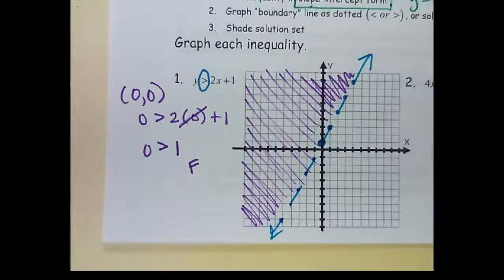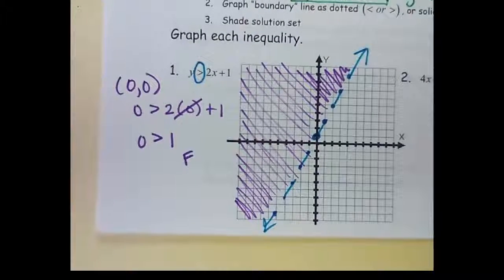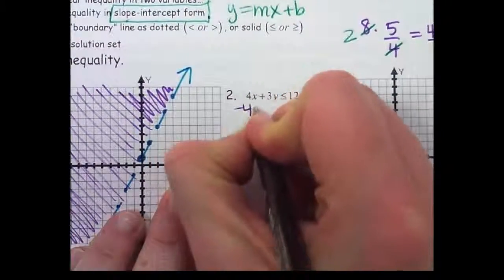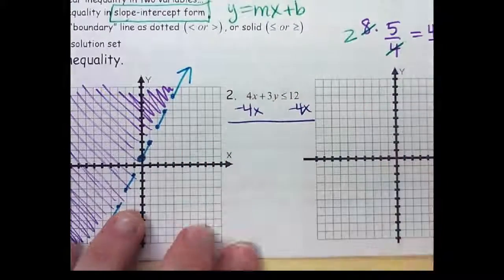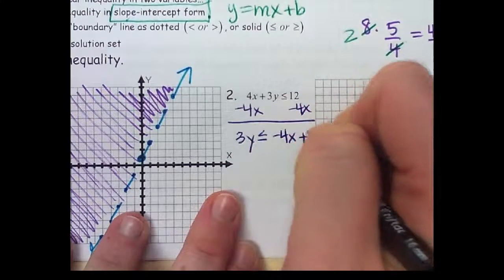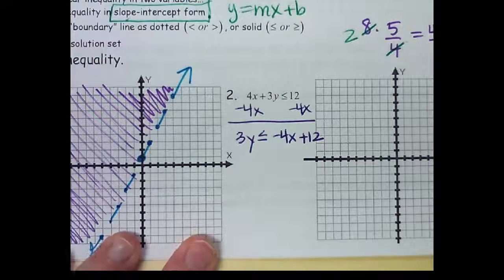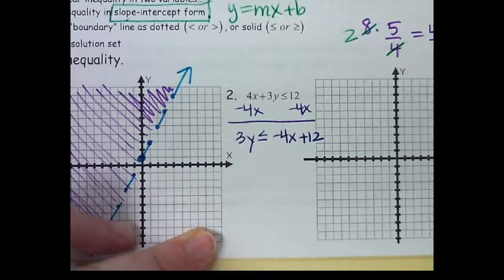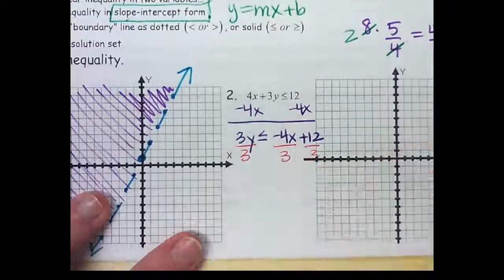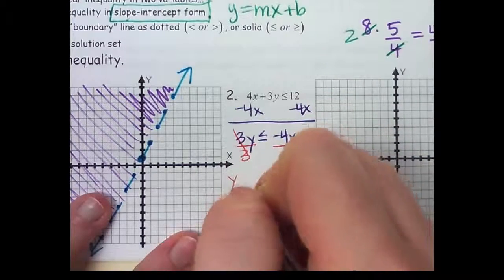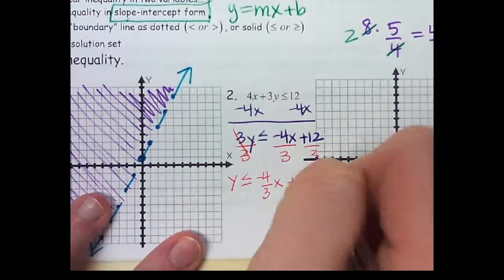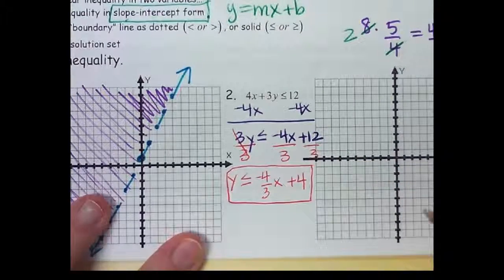Okay, number 2. What do we need to do first on number 2? Yeah, get y by itself. So let's subtract 4x. Y is less than or equal to negative 4x plus 12. So divide by 3. Make sure you're dividing each piece by 3. So y is less than or equal to negative 4/3 x plus 4. Make sure you have that equation somewhere on your paper.